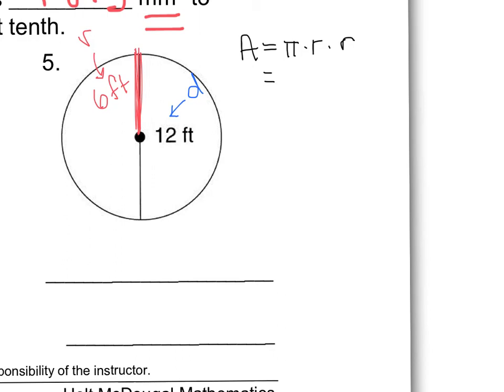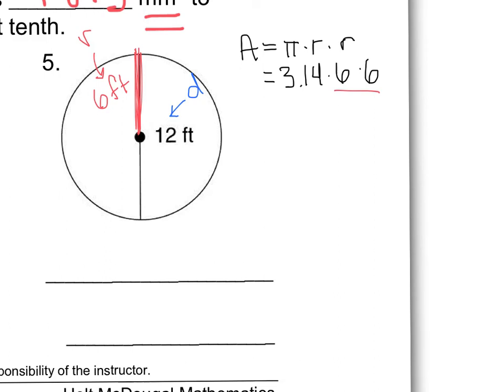Plug in the numbers that I know into my formula. 3.14 times the radius of 6 times the radius of 6. Now really quick, if you notice, 6 times 6 is 36. That's why it's so important to write the radius twice, because if you did 6 times 2, you would have gotten 12, which is your diameter. And pi times your diameter is your circumference, not your area. So many students get that wrong because they just do 3.14 times 6 times 2. That's not right. It's 6 squared. And 6 squared means 6 times 6.